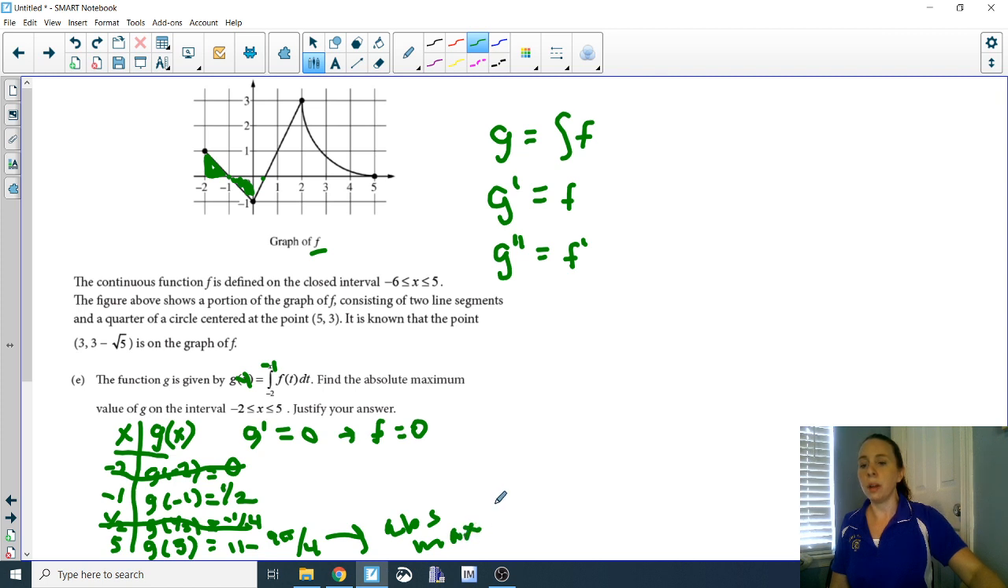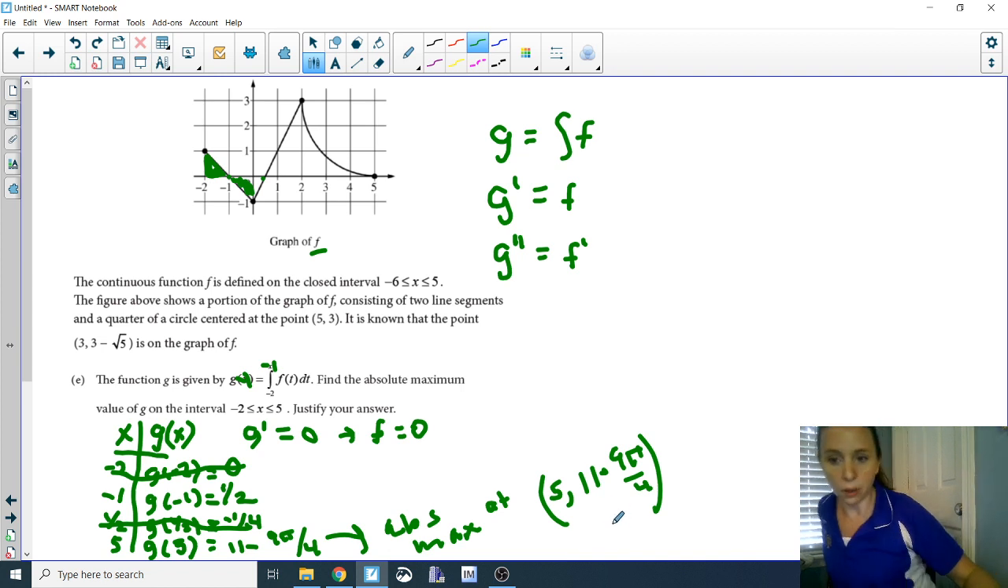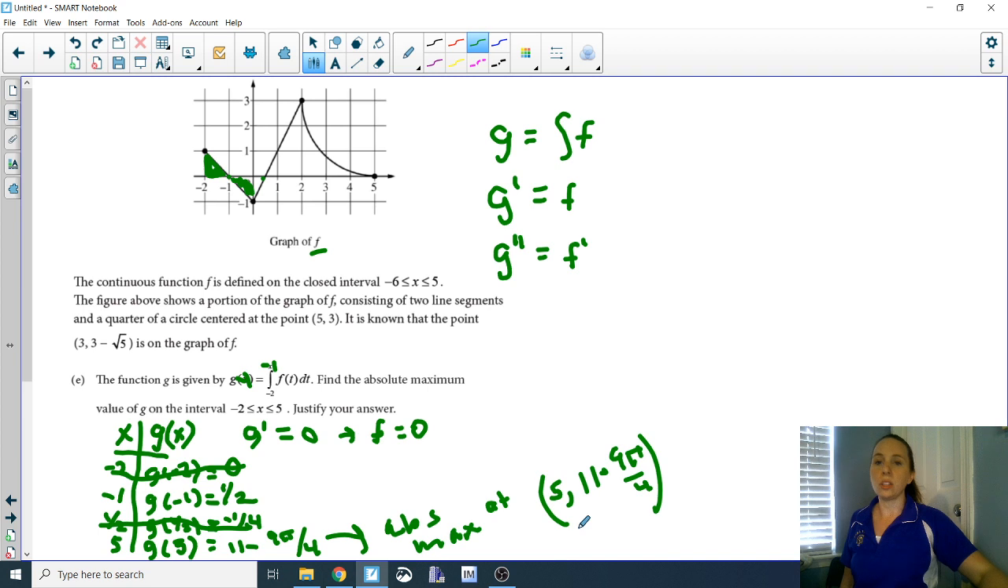You should probably write it out again at 5 comma 11 minus 9 pi over 4. Justifying your answer is this work. The work is justifying your answer. You could say a little bit more, like because it is the highest function value out of the candidates for extrema.